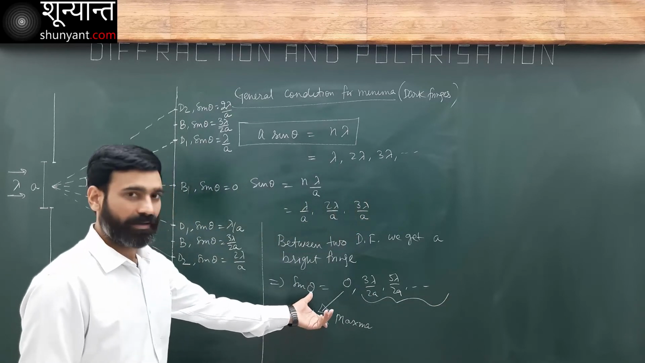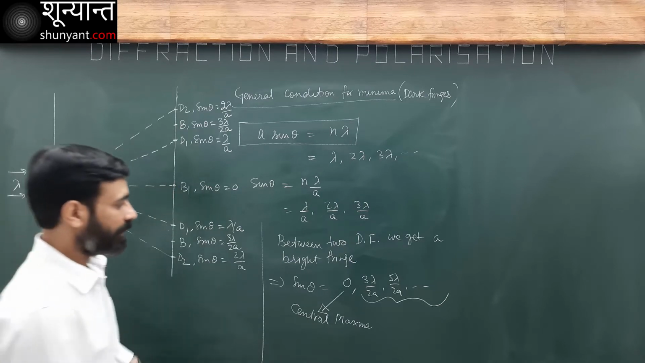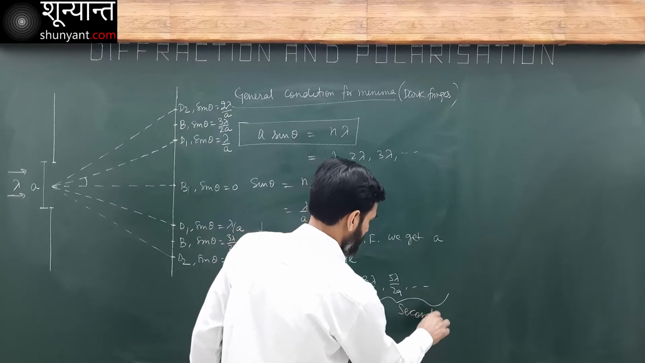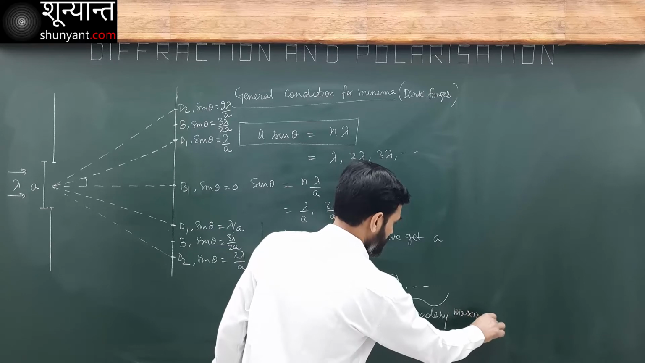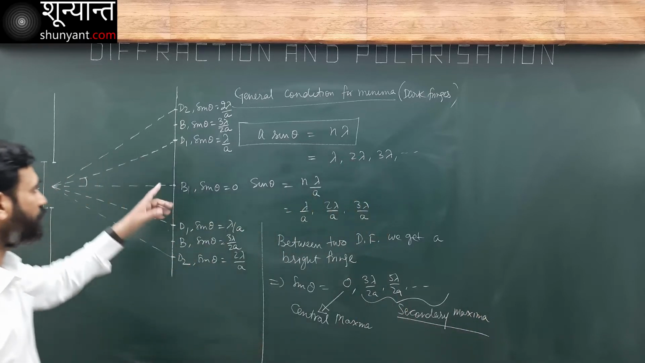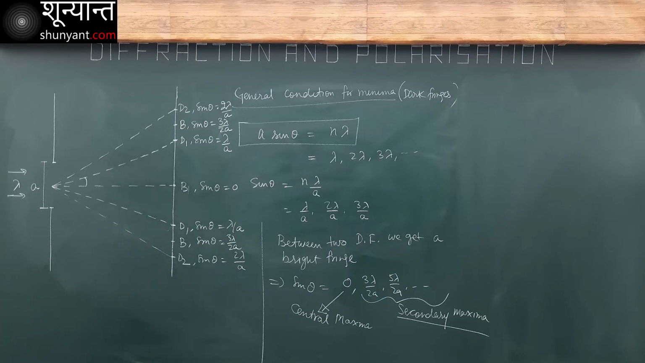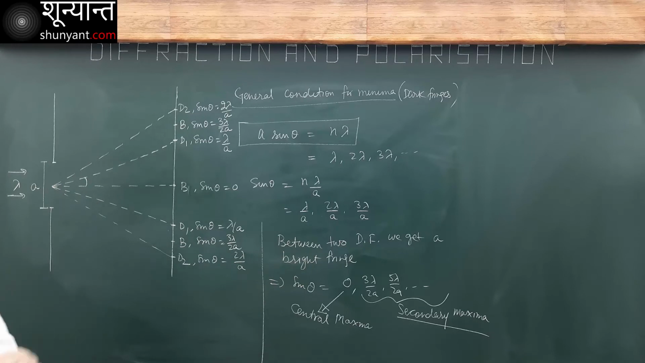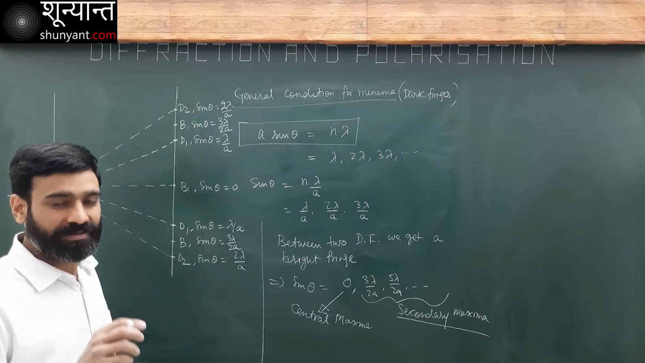The first one here corresponds to central maxima. All the others are known as secondary maxima. This one is central, and all the others will be secondary maxima. Now look at the intensity variation.